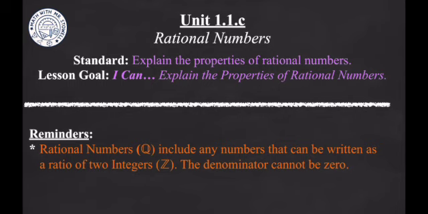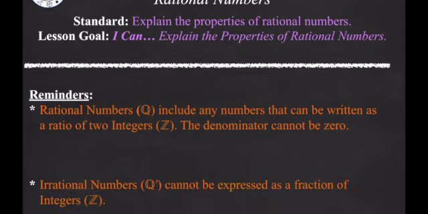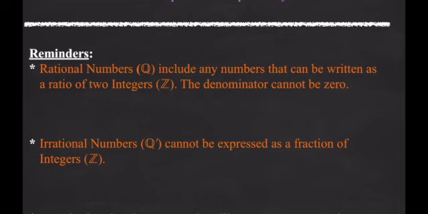We are going to continue our lesson where our goal is that I can explain the properties of rational numbers. Just quick reminders about a few things. Rational numbers, we use that Q symbol, includes any numbers that can be written as a ratio of two integers. The denominator cannot be 0, by the way. So if I was to write a number like this, would this be a rational number? No. 3 over 0 is not rational because we cannot have 0 in the denominator.